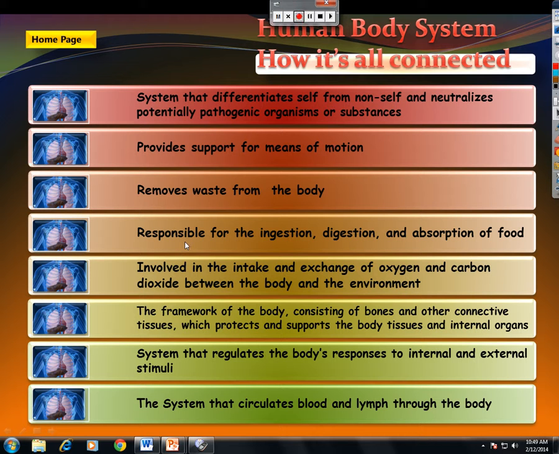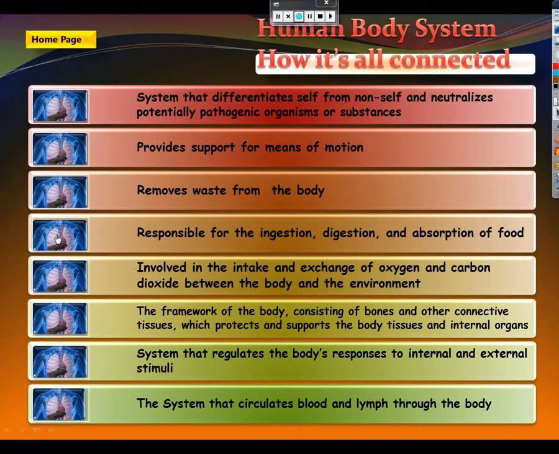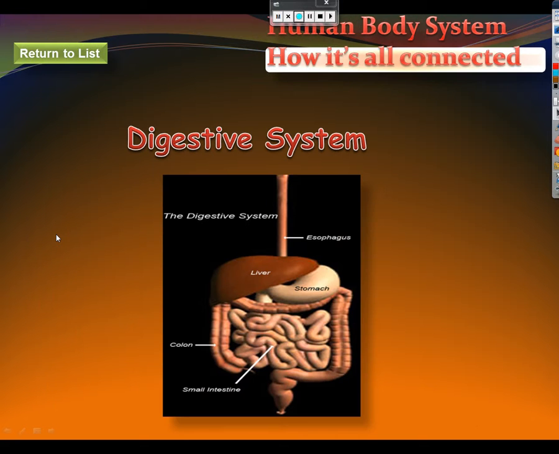Now the next one says responsible for the ingestion, digestion, and absorption of food. Very simple. Which one is that? That's going to be your digestive system. Your digestive system is not as complex as we would think it would be.